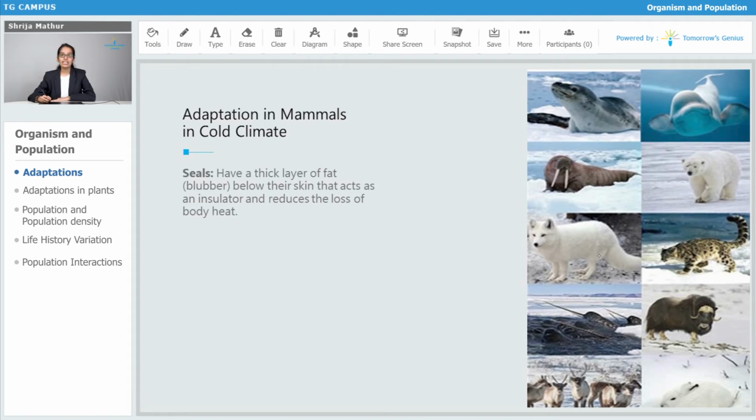Then it is the seal. Seals have a thick layer of fat, referred to as blubber, below their skin, that acts as an insulator and reduces the loss of body heat. So in seals, how is the body heat retained? By the presence of blubber, the fat which is present.